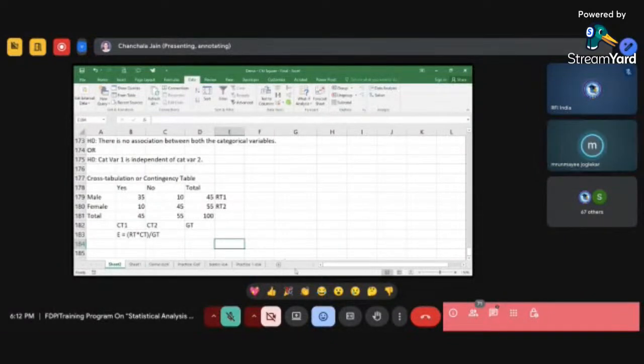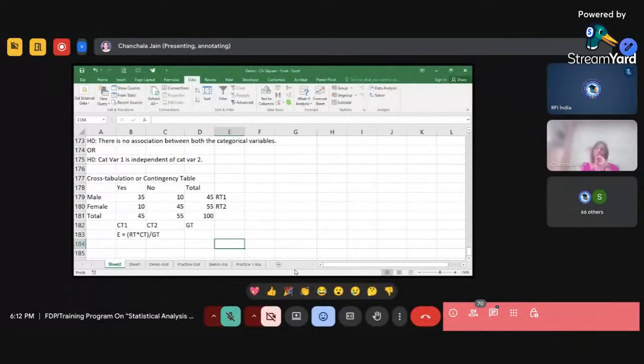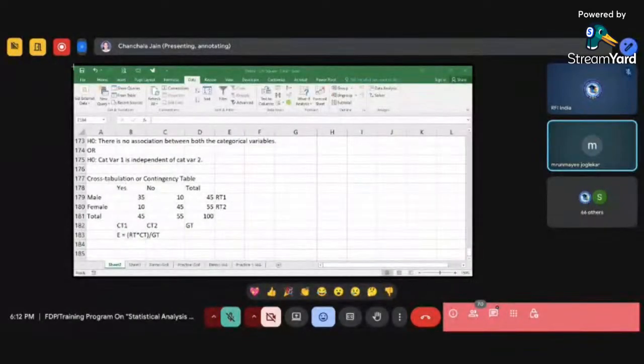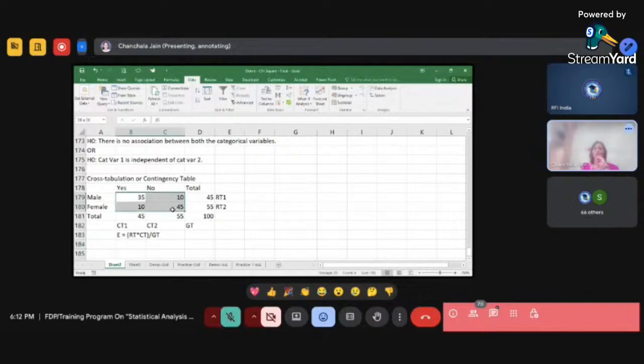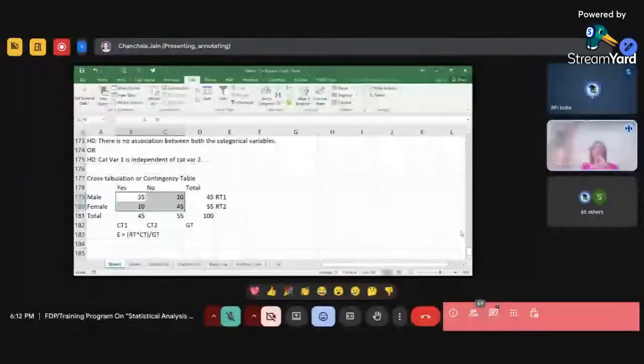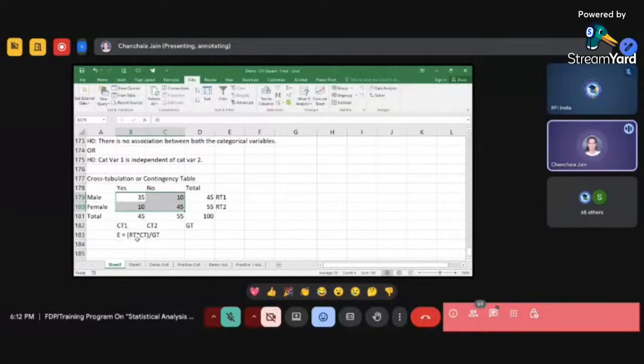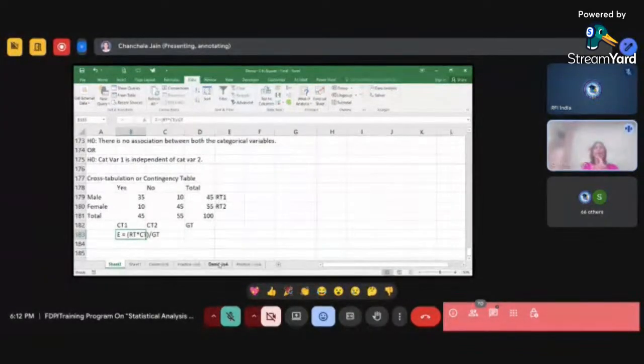Ma'am, there is a row total 1, row total 2, and for expected it is RT into CT. So the expected count will be calculated 4 times, ma'am, because you have 4 observed frequencies, no? Yes, 4 times you need to calculate the expected. I think we will do that manually when we go for the calculations. So do not go into this R1, R2, RT1, RT2, and CT1, CT2 now. We will calculate in the second kind of chi-square test, and then I'll explain this, right?